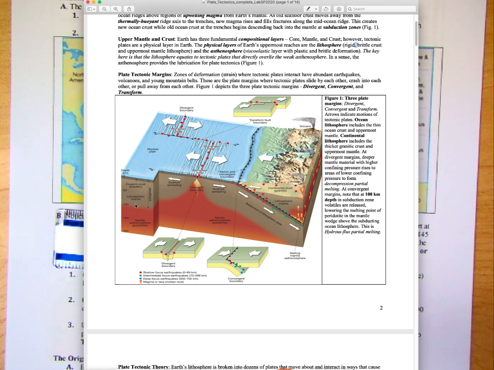And then you can see some of these numbers: the ocean lithosphere is anywhere from 70 to 100 kilometers thick. You can't really see it here, but continental lithosphere is a little bit thicker. It goes up to about maybe 130 to 150 kilometers thick.